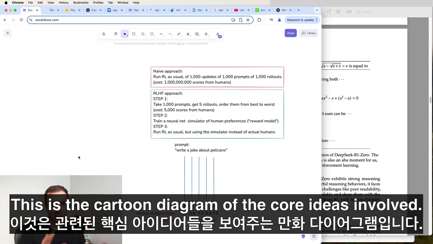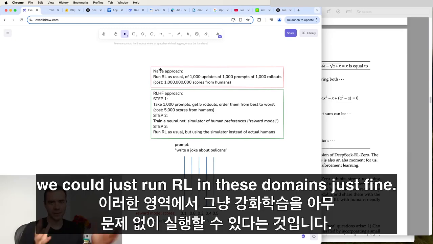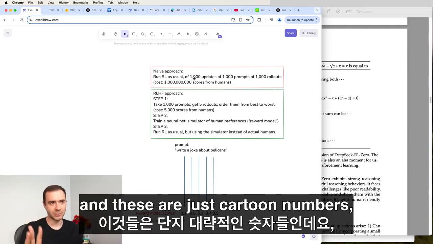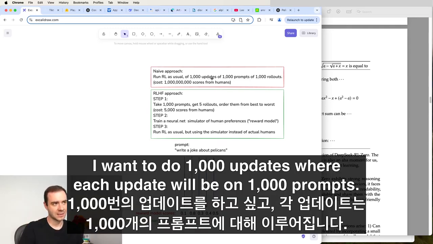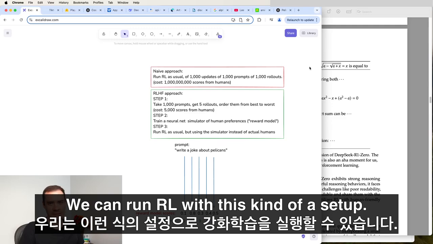So this is the cartoon diagram of the core ideas involved. As I mentioned, the naive approach is if we just set infinity human time, we could just run RL in these domains just fine. So for example, we can run RL as usual if I have infinity humans. I just want to do, and these are just cartoon numbers, 1,000 updates, where each update will be on 1,000 prompts. And for each prompt, we're going to have 1,000 rollouts that we're scoring. So we can run RL with this kind of a setup.